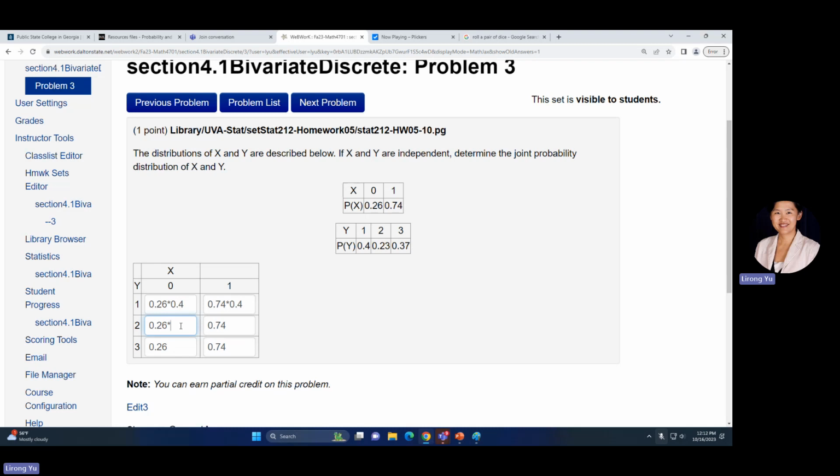For y equal to 2, we have 0.23. So this is 0.23 multiplied, and we also have 0.23 here. That's y equal to 2. And the last one is y equal to 3. For y equal to 3 it is 0.37. So we'll multiply 0.37 and then times 0.37. So far, do you have any questions? Okay, so that's the joint density.